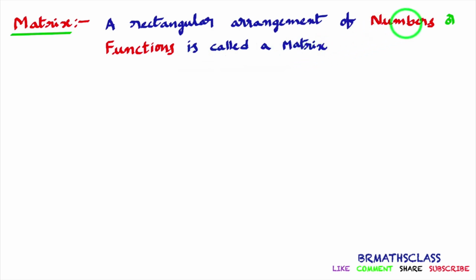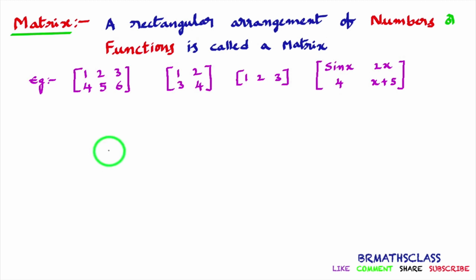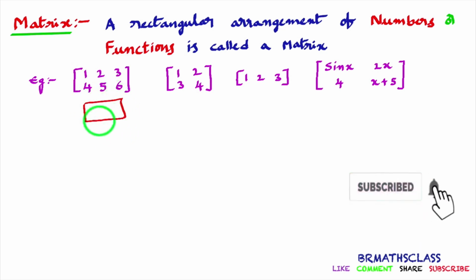You observe here, I have written numbers or functions. I will explain these functions when I am writing the examples. Now we will try to understand what this rectangular arrangement of numbers is with an example. Please observe these examples. This arrangement is in which shape? This arrangement is in rectangle shape. We arranged these numbers in the rectangle shape. So the rectangular arrangement of numbers is called a matrix. So, is this a matrix or not? Yes, this is a matrix.